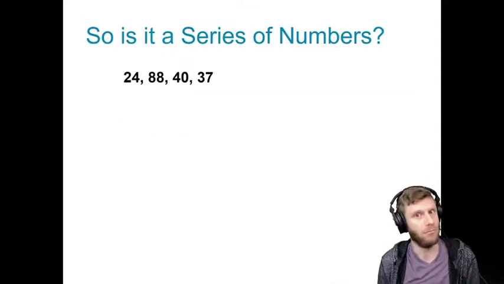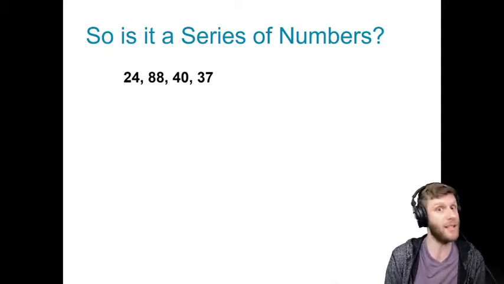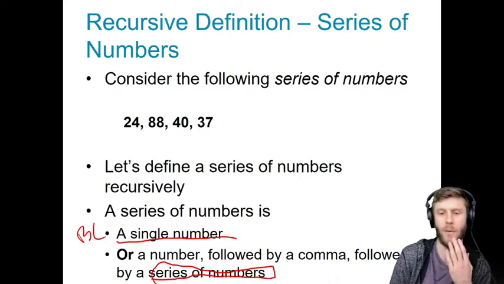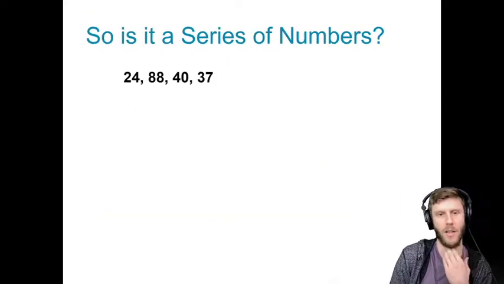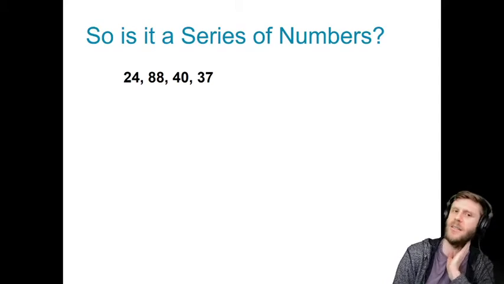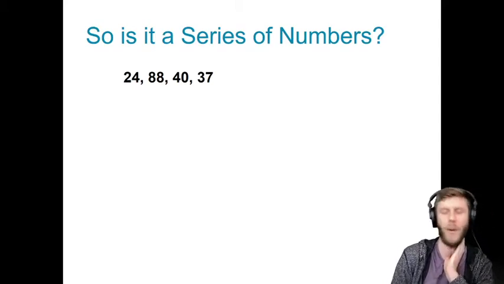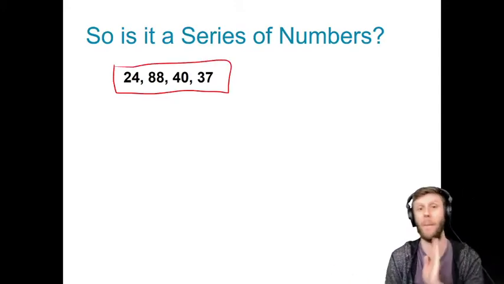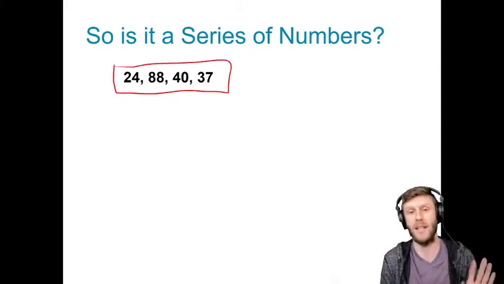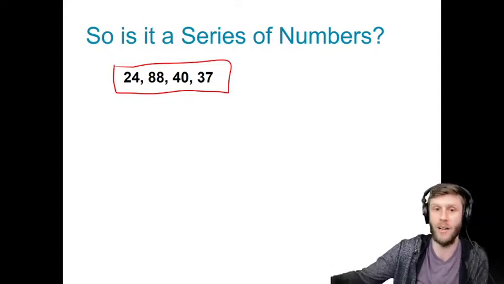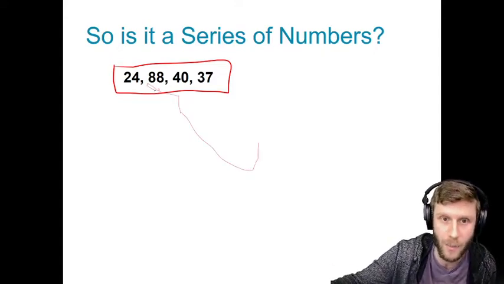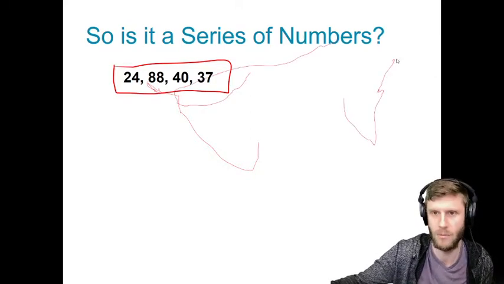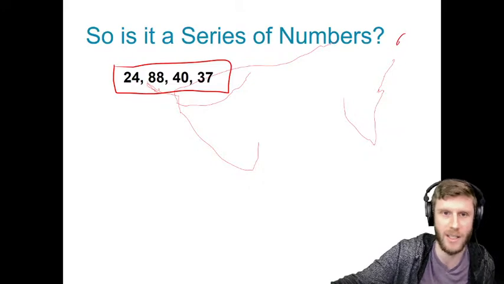So is it a number? Let's do this. So is this a series of numbers? Well, what was the definition? A single number or a number followed by a comma followed by a series of numbers. So is 24 a single number? No. Or is this whole thing a single number? No, it's not, right? So maybe it's a number followed by a series of numbers. But I don't know. Is this part here a series of numbers? Whoa, how did I do that? What? Okay, I don't know how I did that, but that was interesting.